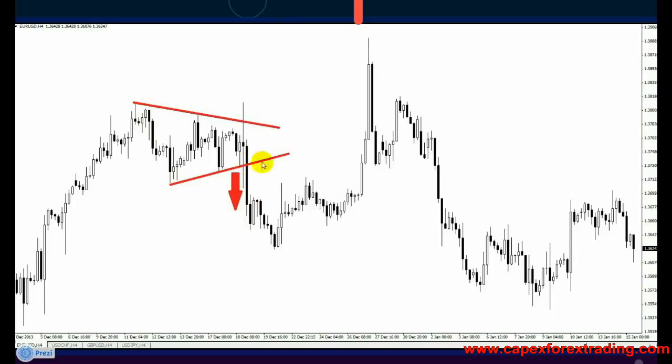Now please don't trade this if you spot this at this stage, because there is a lot more that we need to teach you in terms of trading this pattern. This is purely for example purposes.